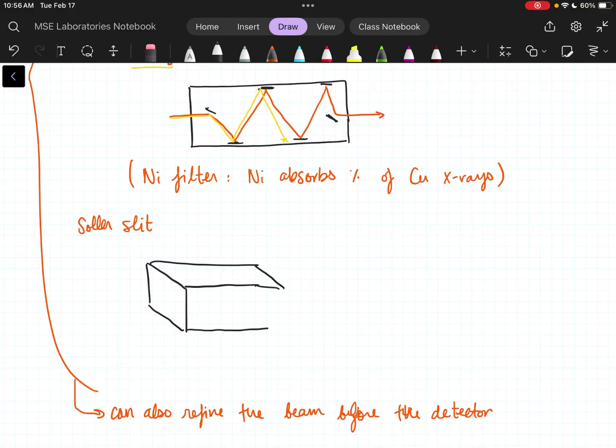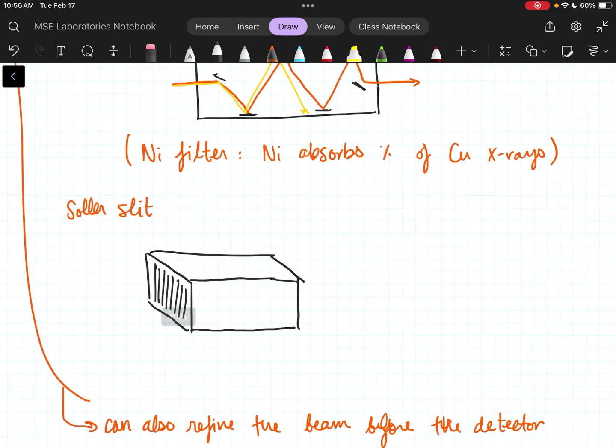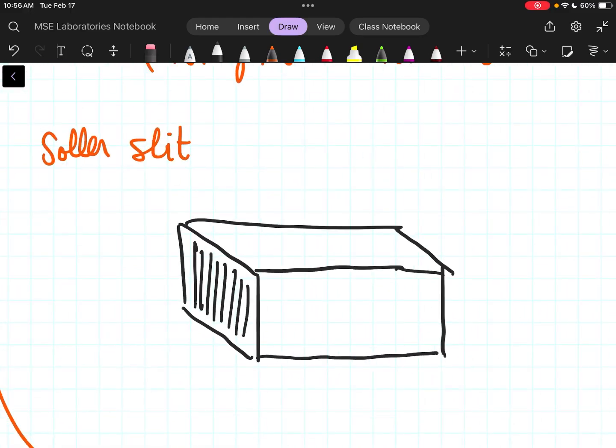This is easier to draw in 3 dimensions and also harder to draw in 3 dimensions. A Soller slit is this kind of big rectangular prism shape. It's usually fairly long. And it's got these parallel pieces, little like pieces of aluminum foil.